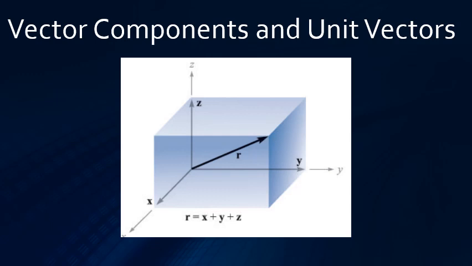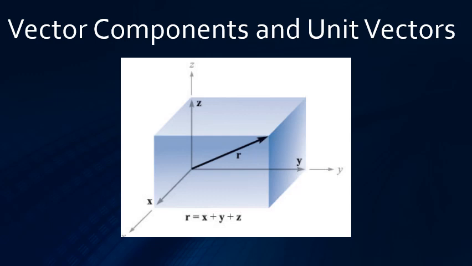Kung mapapansin natin, okay, using its components, magkakaroon siya ng component dito sa x-axis, sa y-axis, and the z-axis. And through vector addition, we can say that vector r is just equal to the sum of these components, which is equal to x plus y plus z.